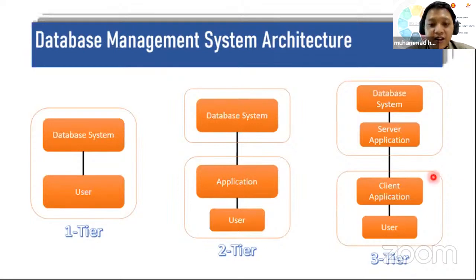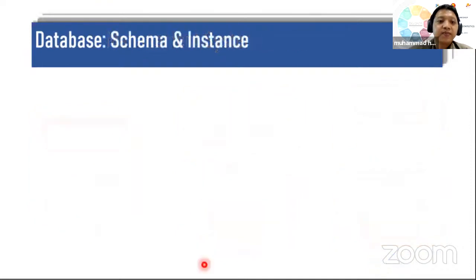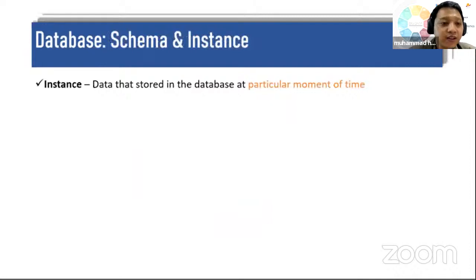And in the three tier, the end user has no idea about the existence of the database beyond the application server. And the database also has no idea about any other user beyond the application. Okay, that is for the DBMS architecture. Next one, we move to database schema and instance.